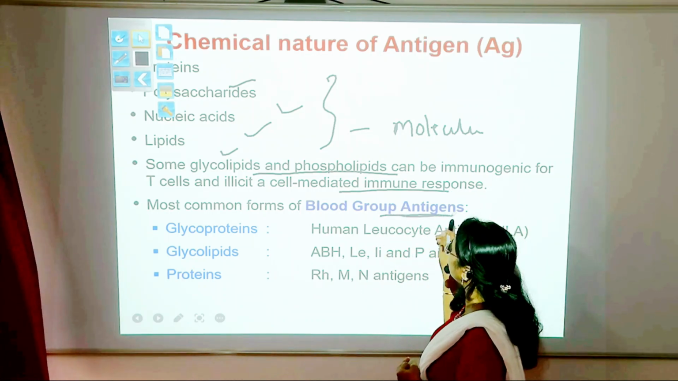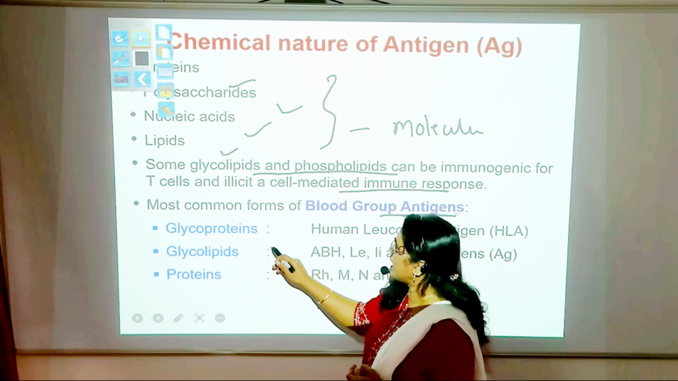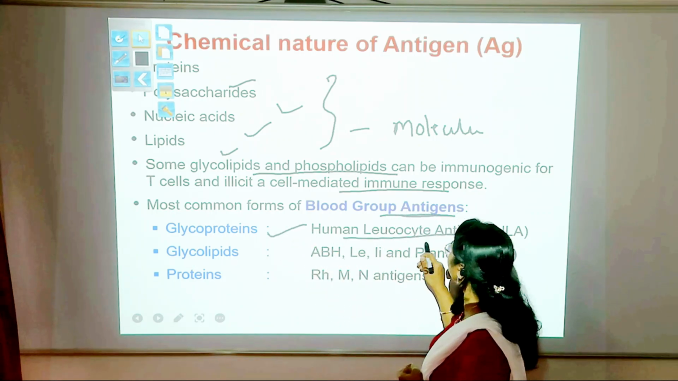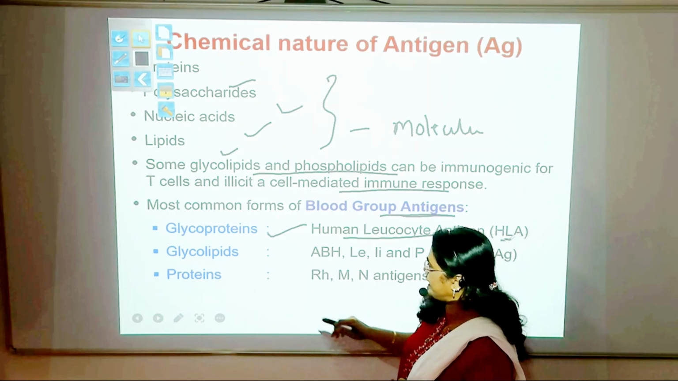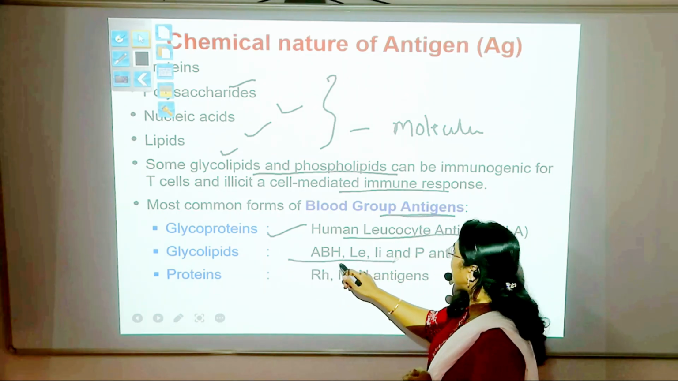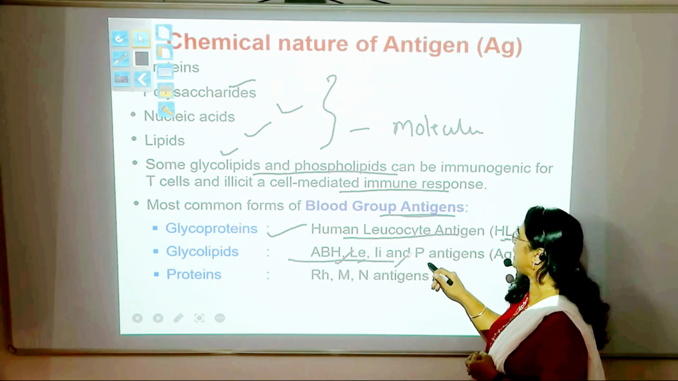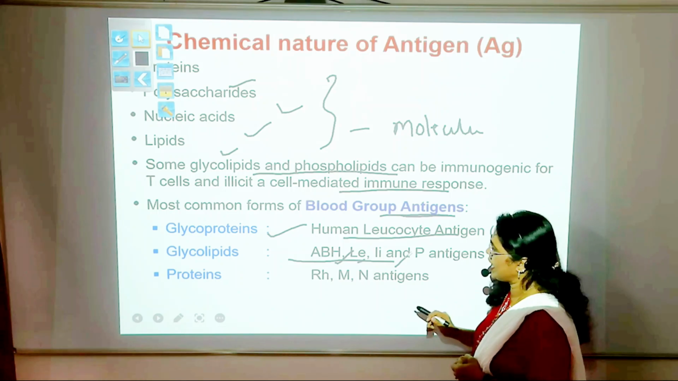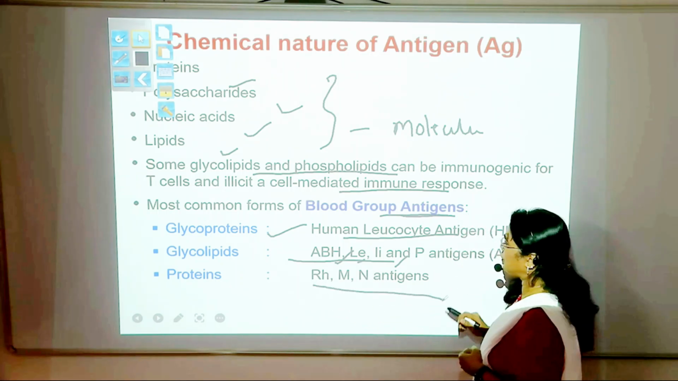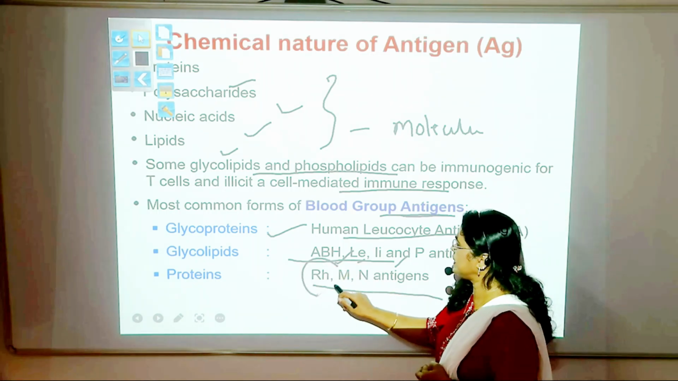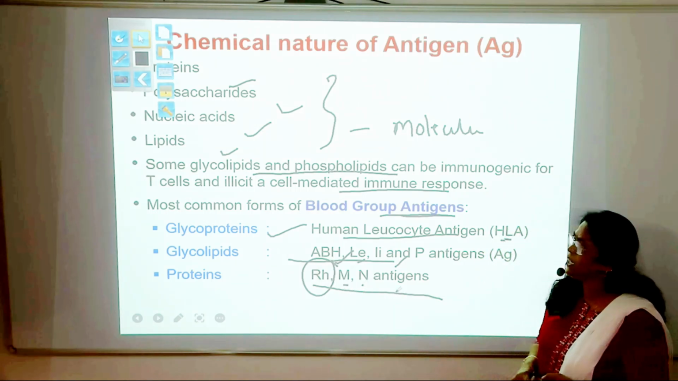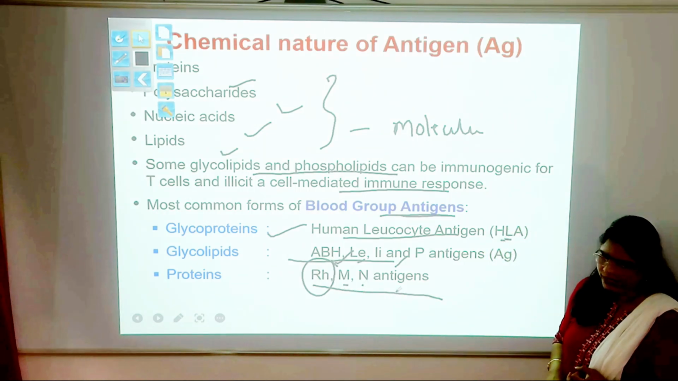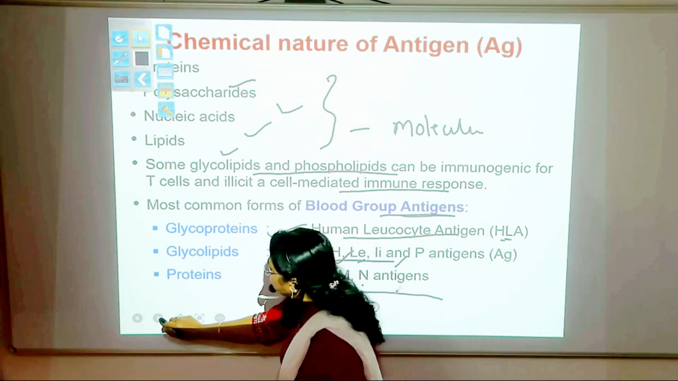In case of human blood group antigen, there are glycoproteins. The human leukocyte antigen is also a glycoprotein. Glycolipid HB, again a blood antigen. P antigen is again an RBC antigen. Proteins, they are proteinaceous in nature. Rh antigen is proteinaceous in nature. M and N antigen, again the chemical nature of the antigen is protein.